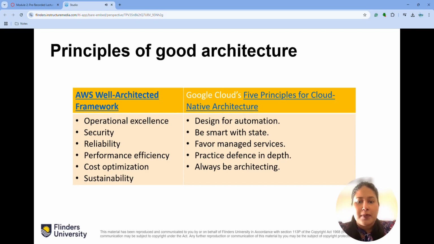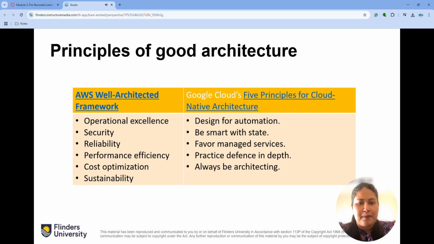Then the third principle, favor managed services, means to utilize cloud managed services to reduce operational overhead and focus on business logic. Fourth principle, practice defense in depth, means to implement multiple layers of security including encryption, IAM policies in AWS, and network controls to protect against threats. Finally, always be architecting warns us to continuously evaluate and evolve the architecture based on new technologies, performance insights, and business needs.